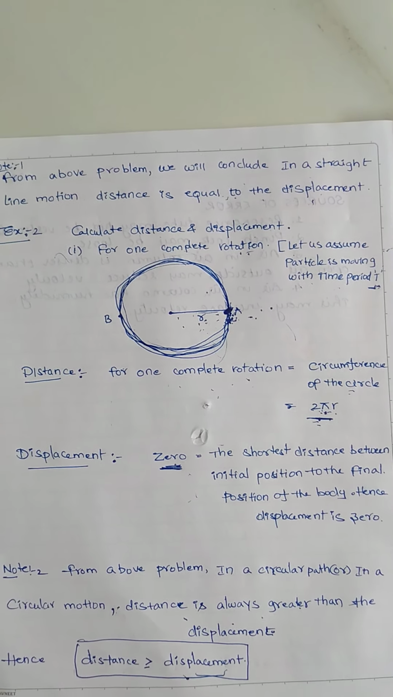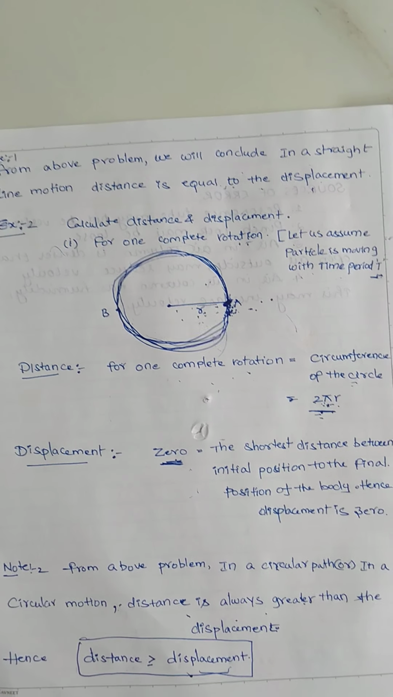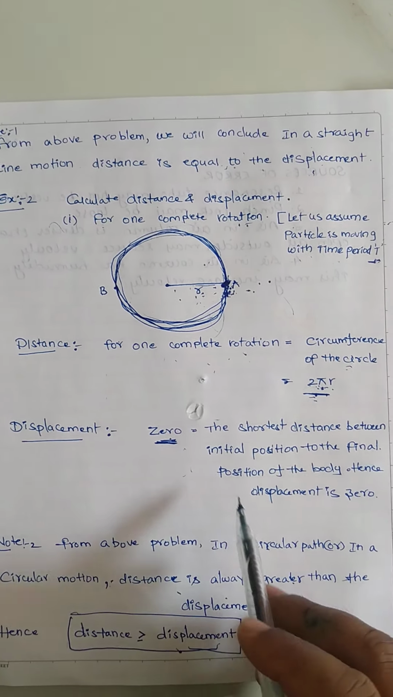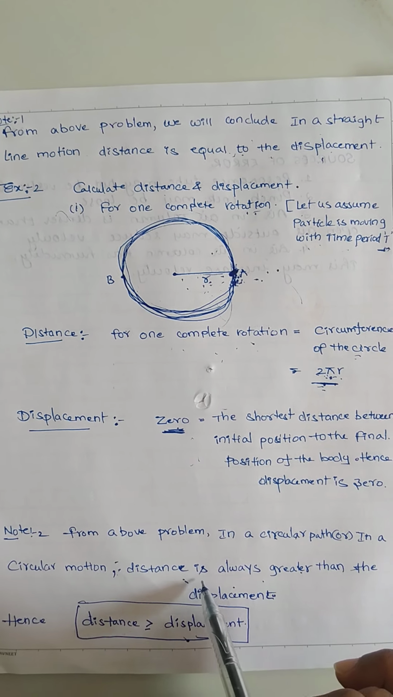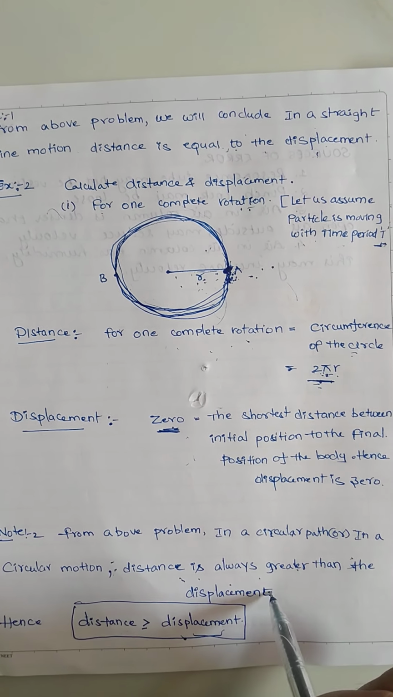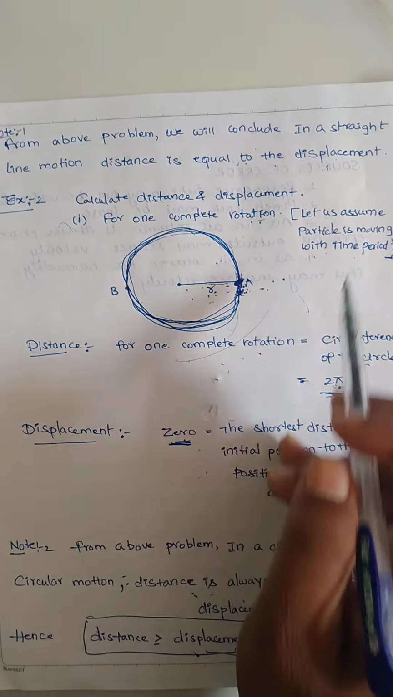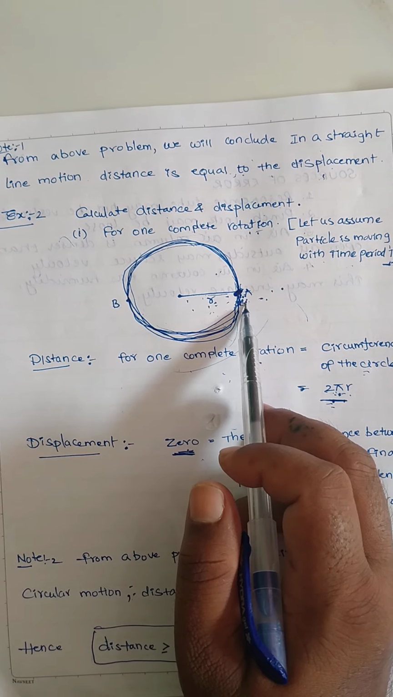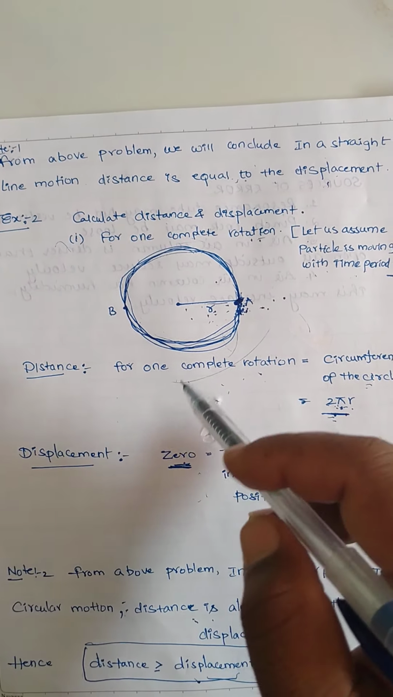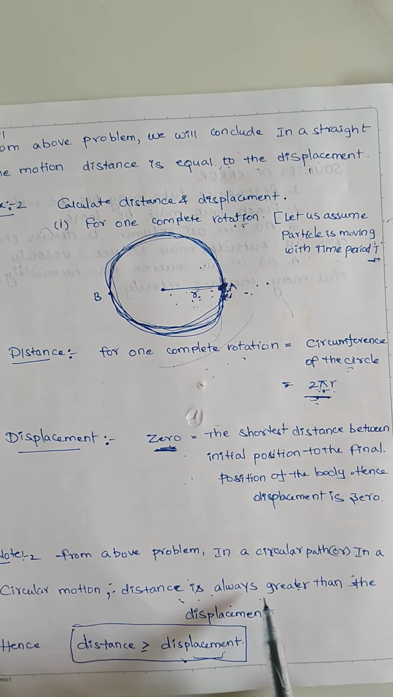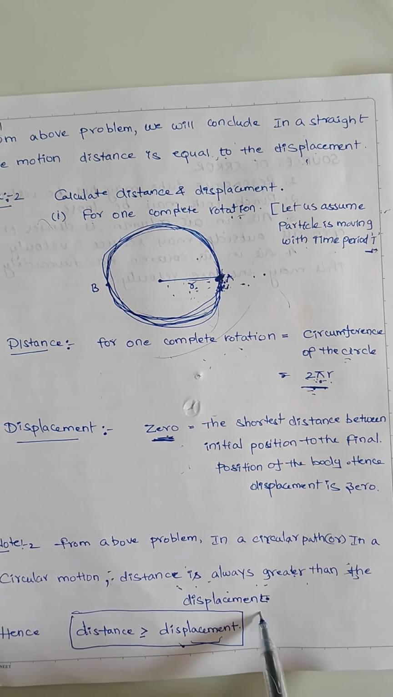From this example, you can see that in a circular path or circular motion, distance is always greater than displacement. See here, it is circular motion on a circular path of radius R. Here distance is 2 pi R but displacement is 0. So in a circular path or circular motion, distance is always greater than the displacement.